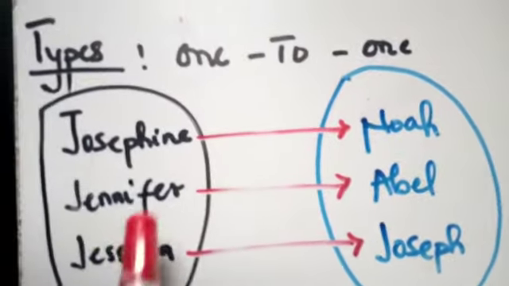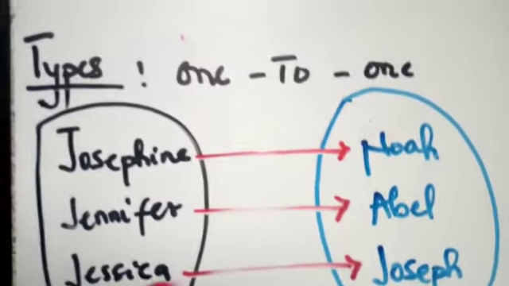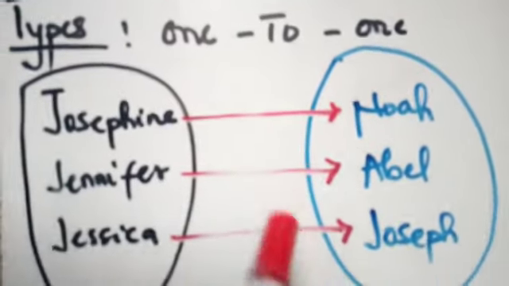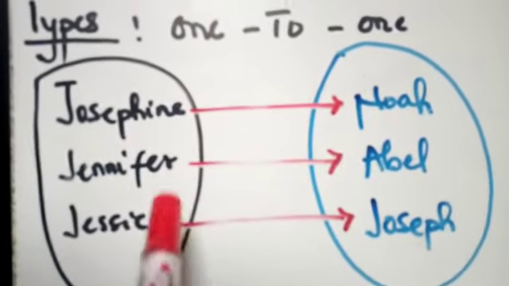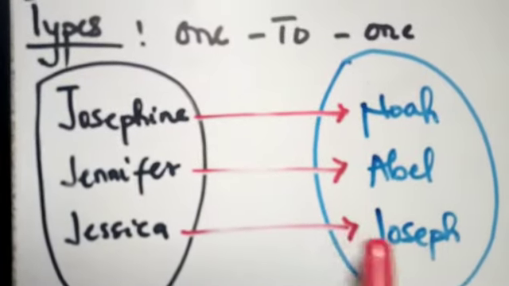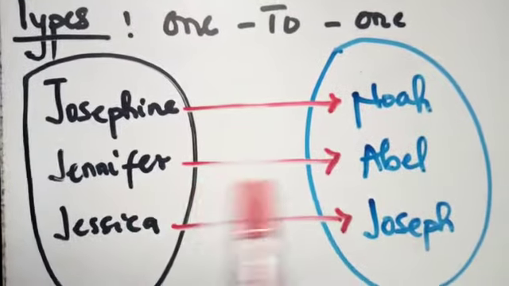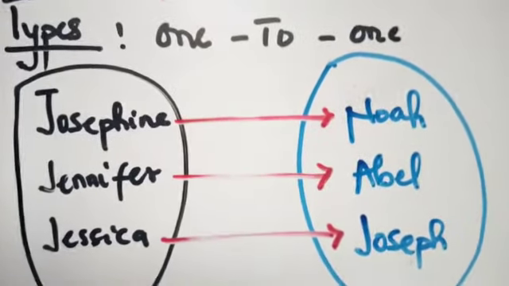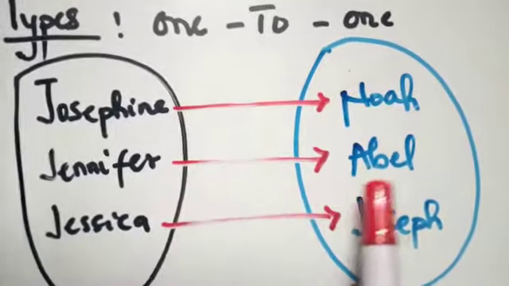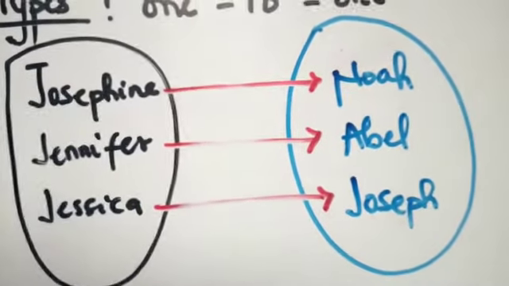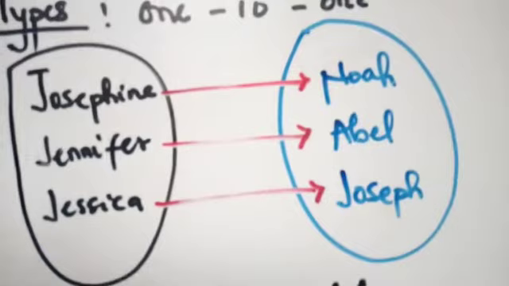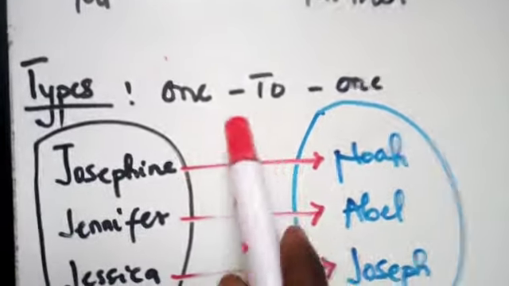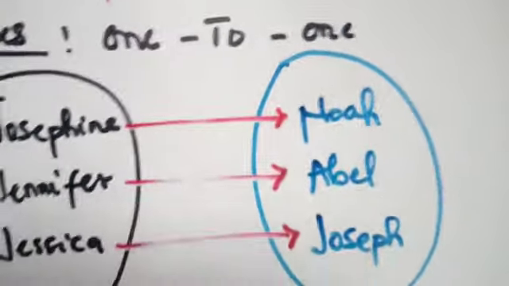So the family that we are dealing with here is one where one person has to have only one partner, right? As the area demonstrates, everybody here has only one partner. So Josephine belongs to Noah, Jennifer belongs to Abel, and then Jessica belongs to Joseph. And vice versa, everybody here must also have only one partner. So if you're in a relationship whereby each person has only one partner, you can be classified under a one-to-one relation. That is very simple.